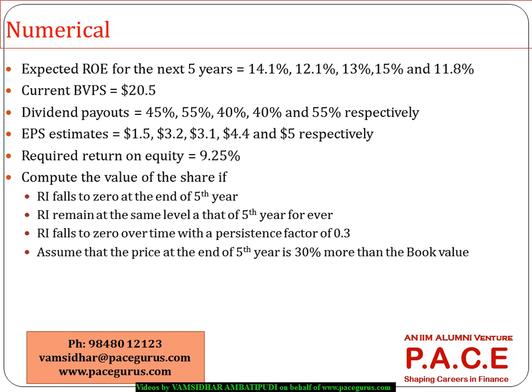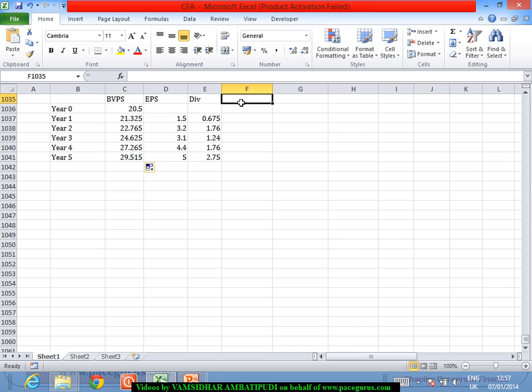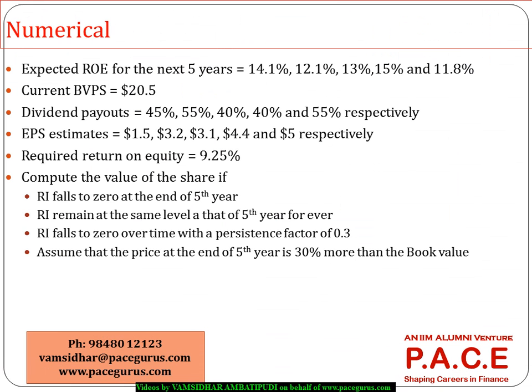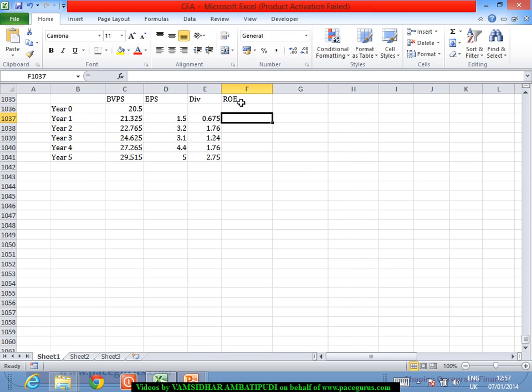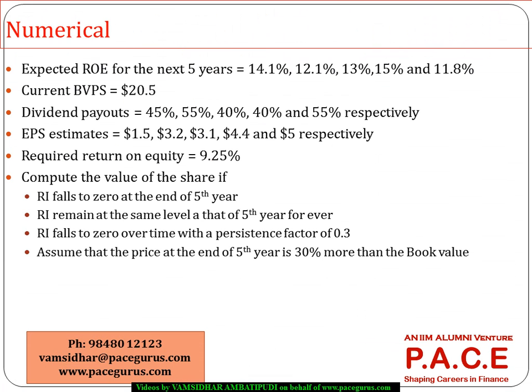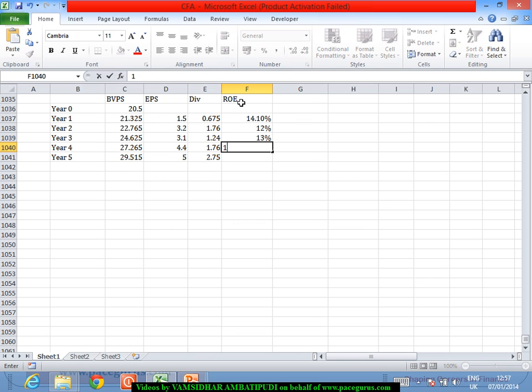Now we are seeing the expected ROE for the next 5 years. Okay, this is not the required rate of return, right? The expected ROE for each of the years: how much? 14.1%, 12%, sorry, 12.1%, 13%, 15% and 11.8%. These are the expected ROEs for each of the periods.